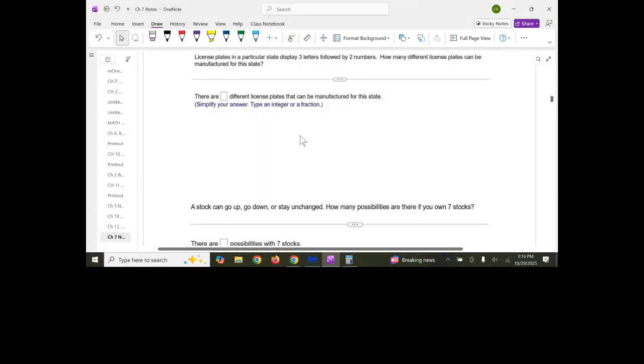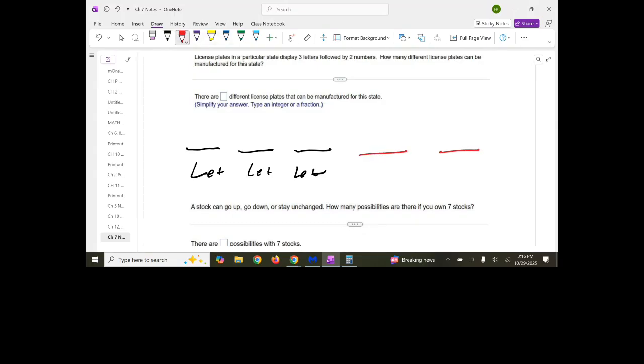It says license plates in a particular state display 3 letters followed by 2 numbers. Okay, so I'm going to do this. 3 letters. Letter, letter, letter, and then 2 numbers. All right, how many different license plates can be manufactured for this state?